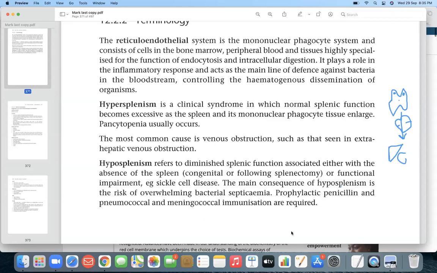So prophylactic penicillin and pneumococcal, meningococcal, and also HIB immunizations are required. So in any case like this, immunization history is very important, and any prophylactic medications they are taking. Usually these children will have folic acid, and all children with sickle cell anemia will have penicillin V because they will have functional asplenia. But if these children have undergone splenectomy, then again you have to take history of taking penicillin and all those things.